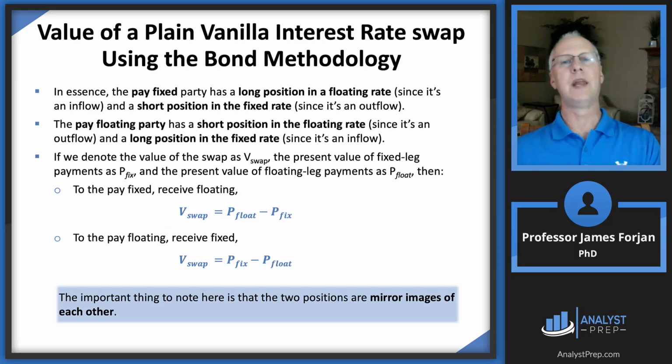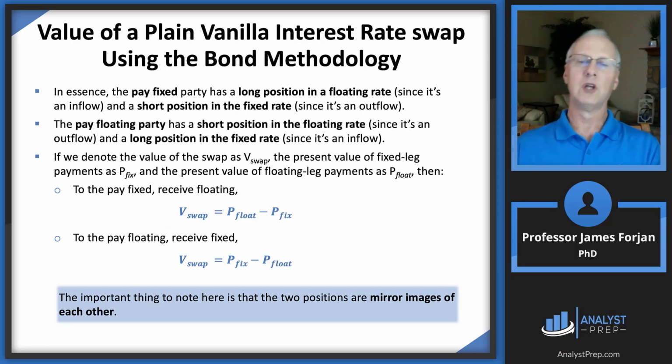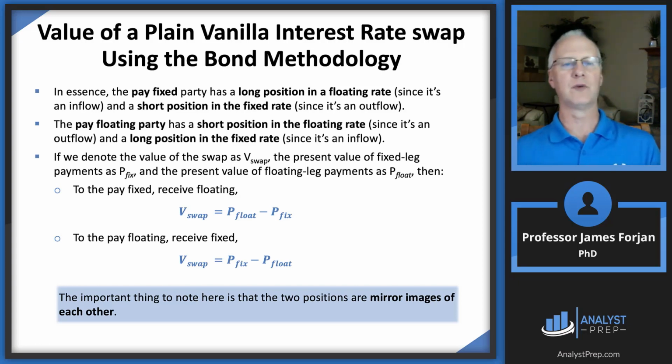Now, what we're going to do then is use those rates to compute the value of the swap. And this really is just looking at a swap as if you have a position in two bonds. All right, so look at those first two bullet points. The pay fixed party has a long position in the floating rate bond and a short position in the fixed rate bond, because we're worried about inflows and outflows.